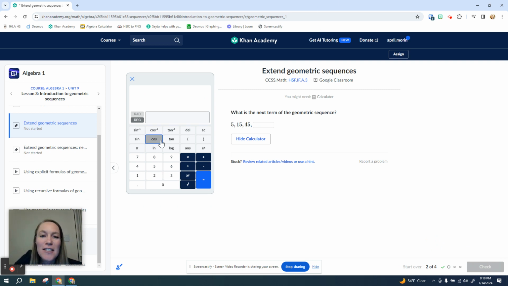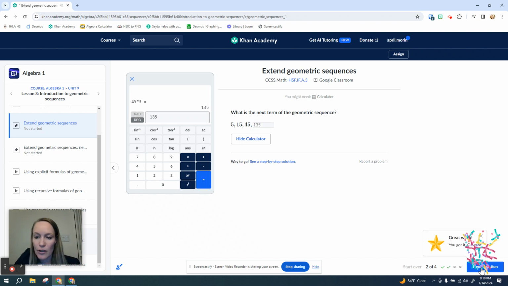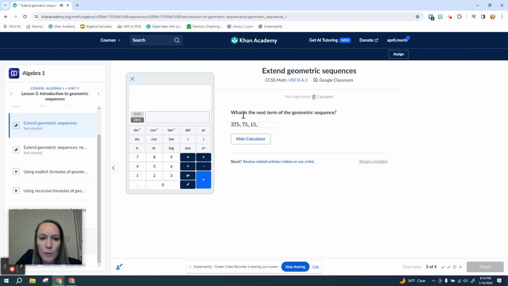Here we go. Okay, numbers are going up, so we need to multiply. What 5 times what is 15? And everyone should know this. It's 3. So if I take 15 and multiply by 3 again, do I get 45? And the answer is yes. But I don't know what 45 times 3 is. So we are going to find that out. 135. So that is our answer there. Again, super simple.